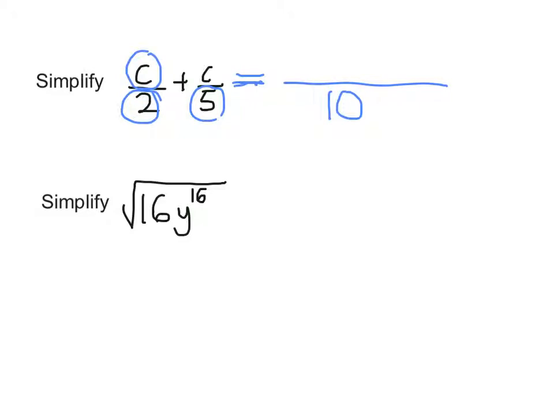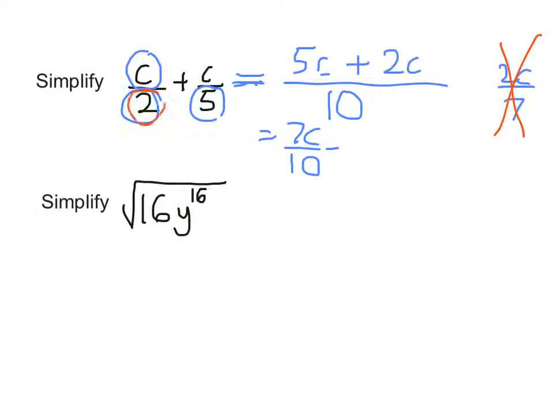So c over 2, half of c, is the same as 5c over 10. And c over 5 is the same as 2c over 10. So my answer here is 7c over 10. It's not 2c over 7. We can't simply add the 2 and the 5, even though some of your brains are telling you that's what you wanted to do. So 7c over 10. Right, the next one.